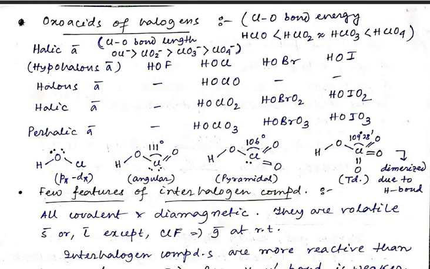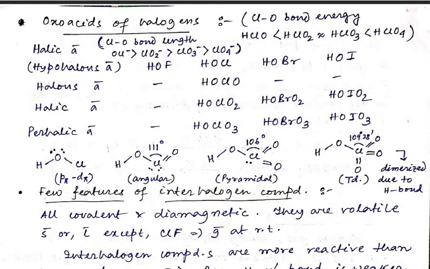So first of all we have to know what the oxoacids of the halogens are. Mainly, the oxoacids of halogens form with the halogen along with oxygen and hydrogen. In the case of fluorine it can form only one oxoacid, that is HOF. Bromine and iodine can form three different types of oxoacids.